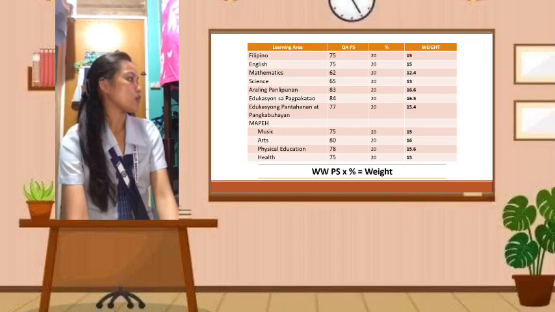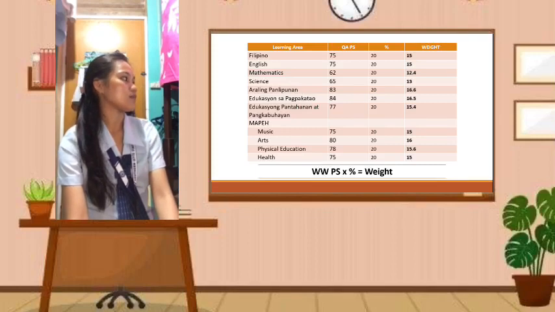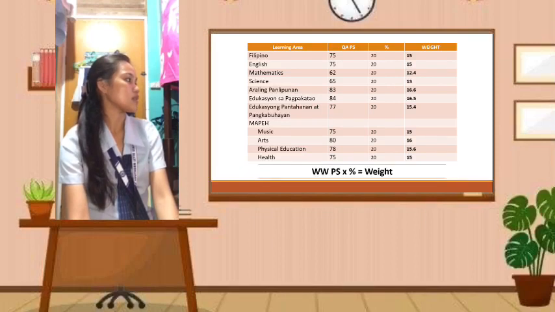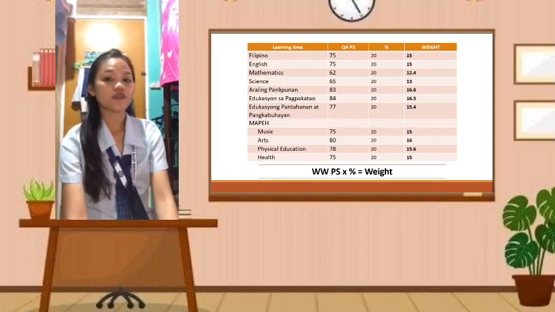77 times 0.20 is equivalent to 15.4. 75 times 0.20 is equivalent to 15. 80 times 0.20 is equivalent to 16. 78 times 0.20 is equivalent to 15.6. And 75 times 0.20 is equivalent to 15.